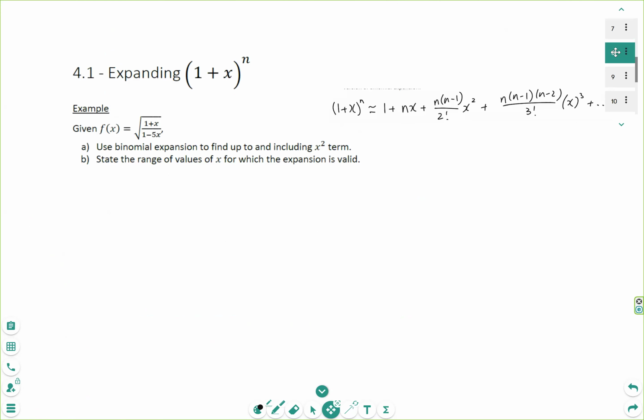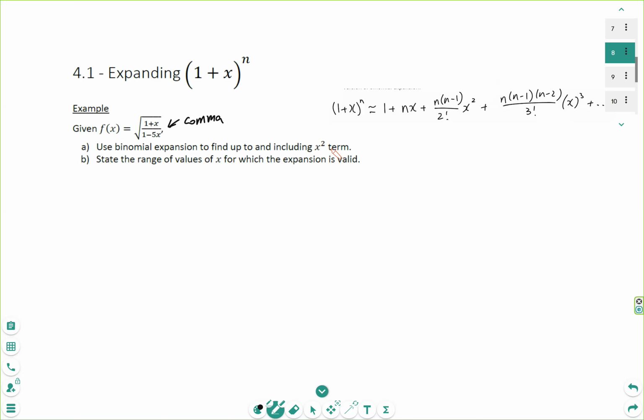All right, let's try one more. Now this one is slightly different. Given f of x equals the square root of 1 plus x over 1 minus 5x. There's a comma, by the way. It's not anything about approximate, not a derivative, nothing. It's just a comma. I should have put a space in between. Use binomial expansion to find f of x up to and including the x squared term.